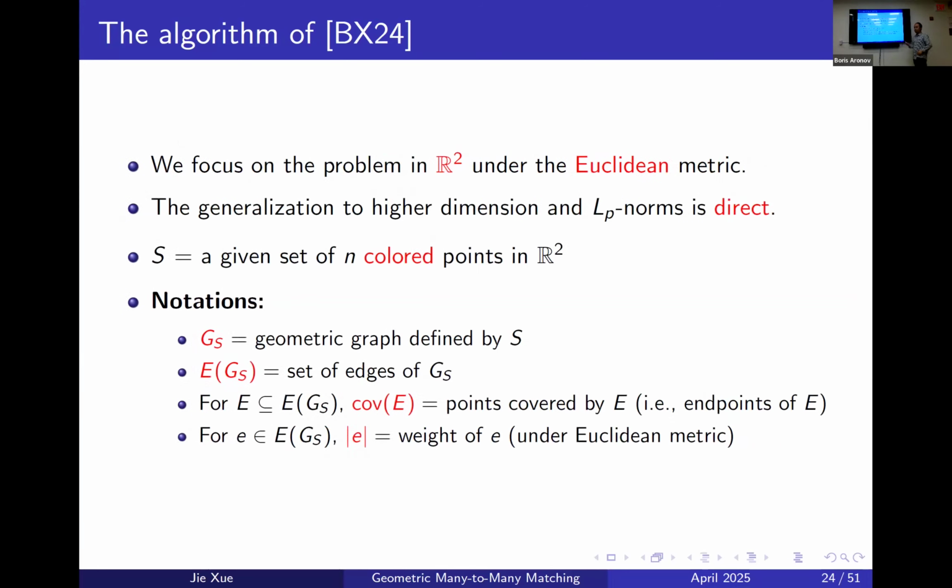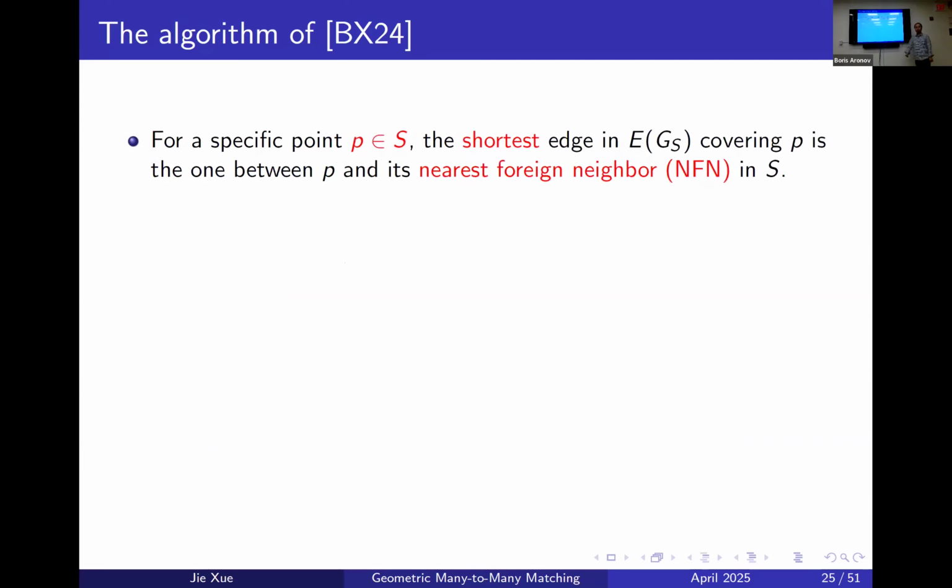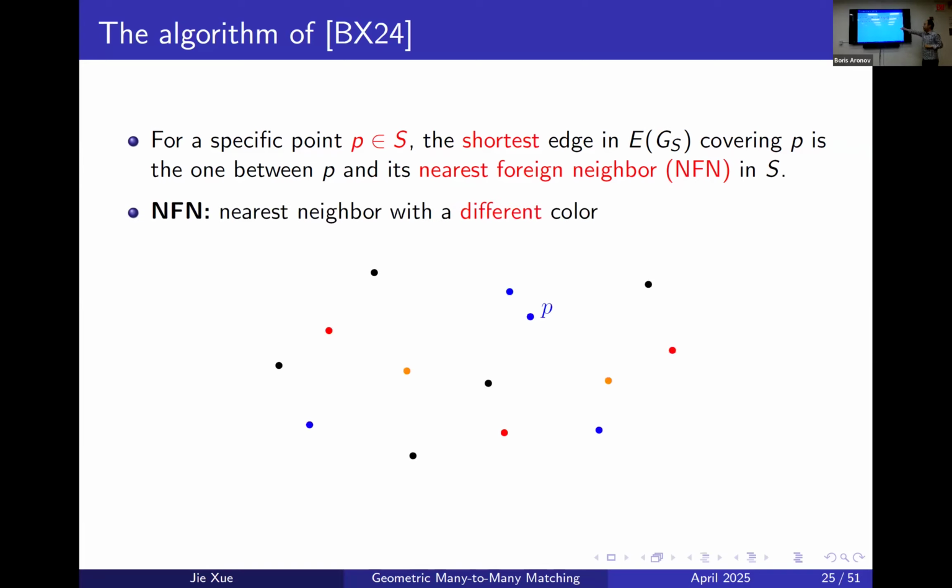Okay, so first let's consider a very simple question. If you have a point P in S and you want it to be matched with some point, which point should you choose? Of course, it should be the point closest to P, but which has a different color than P. For that point, I give it a name: the nearest foreign neighbor, NFN of P.